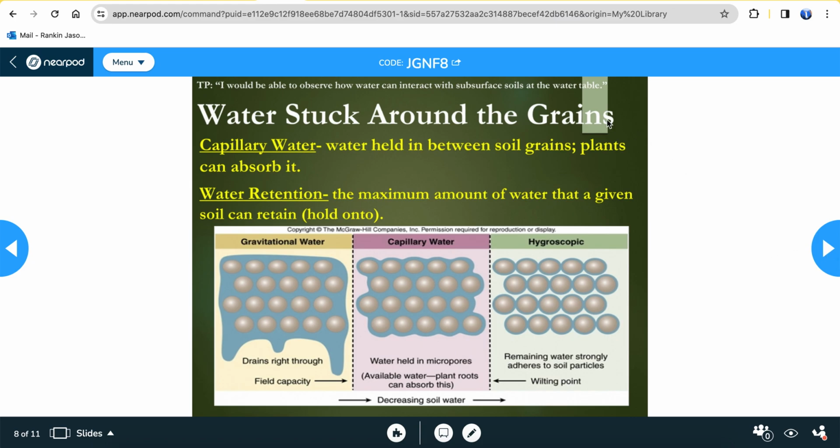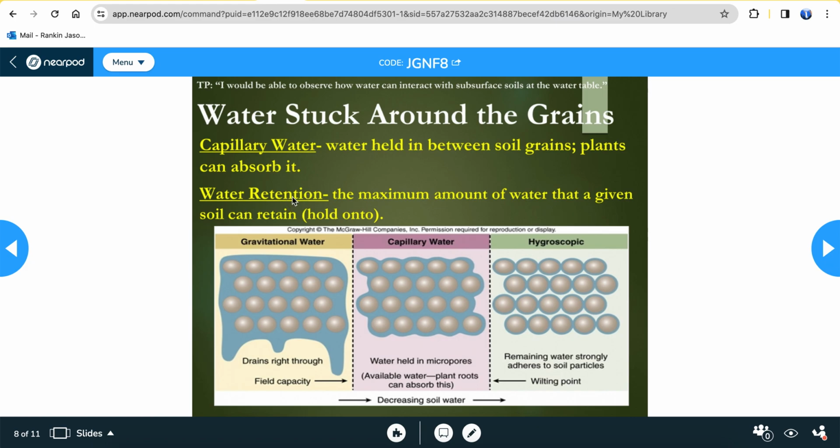Next, water stuck around the grains. We have capillary water held in between soil grains. Plants can absorb it. This is the water that's in the unsaturated zone that really helps plants absorb the water in their root systems. Capillary water can diminish a great deal, especially if there's drought conditions. If there's drought conditions, that means the soil becomes drier, especially at the surface and near the surface, being your subsurface soils. And that's a great concern.